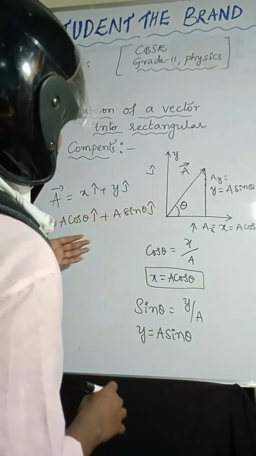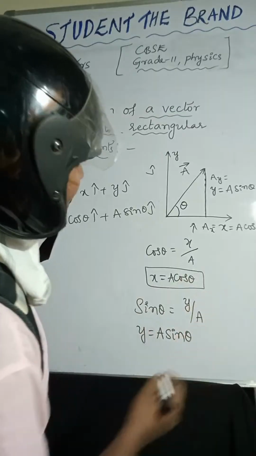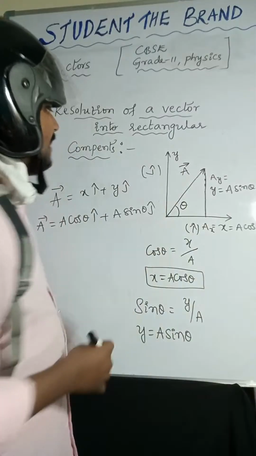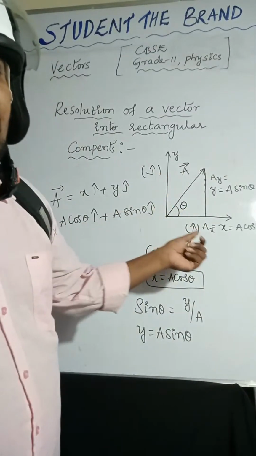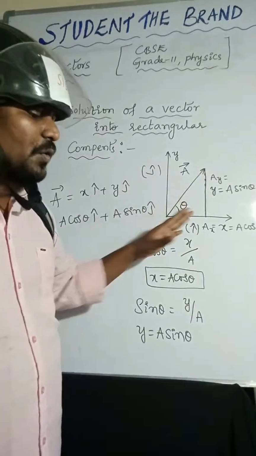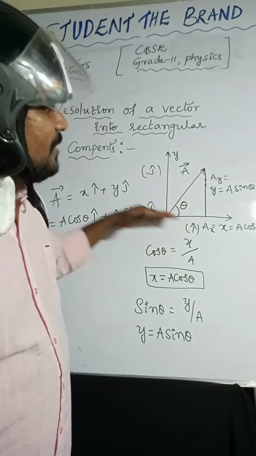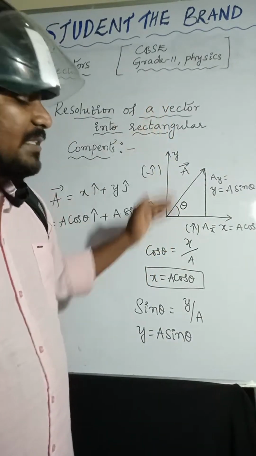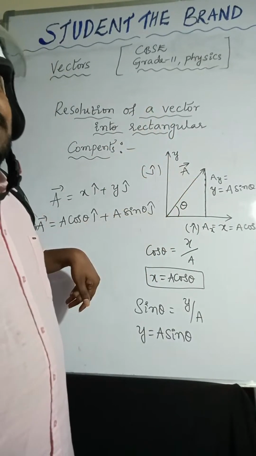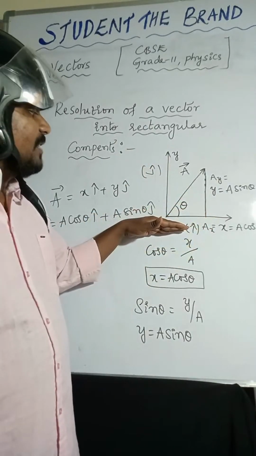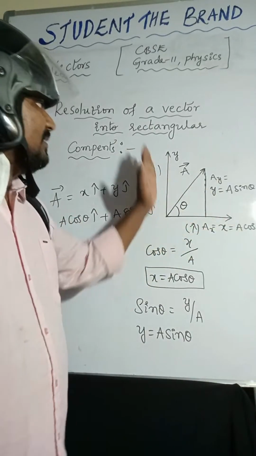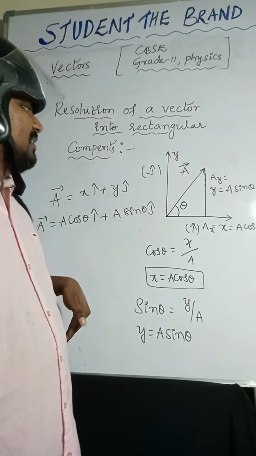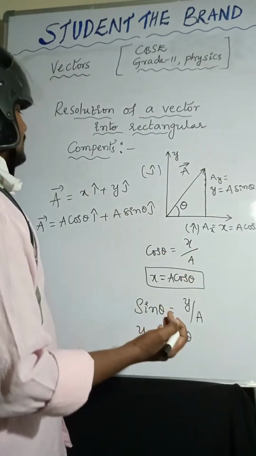Just before I said, i cap, j cap, k cap are the unit vectors. I cap is a unit vector along the x-axis. J cap is a unit vector along the y-axis. K cap is a unit vector along the z-axis. Once again, i cap is a unit vector along the x-axis, j cap along the y-axis, k cap along the z-axis. So the z-axis we can consider, right?